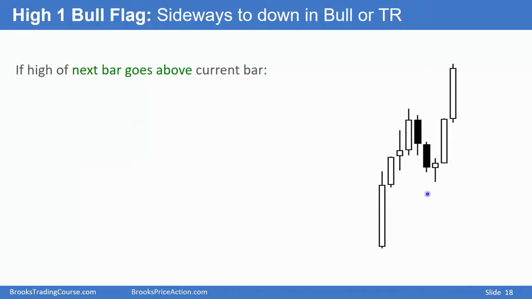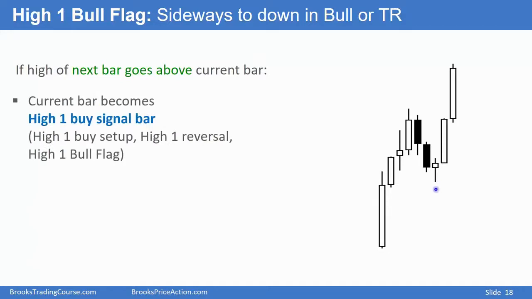In a bull trend, if the high of the next bar goes above the high of the current bar, then the current bar becomes the buy signal bar. So here we have a bull trend and a pullback, and then the bull trend resumes here. This is the buy signal bar. This is what signals traders to place orders to get long. They place a buy stop 1 tick or 1 pip above the high of that bar, and then they get long here. And this becomes a high 1 bull flag, or a high 1 buy signal bar, or a high 1 reversal.